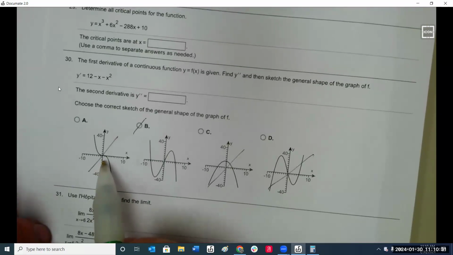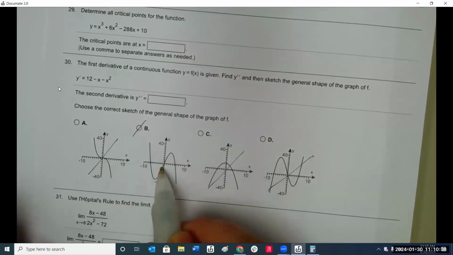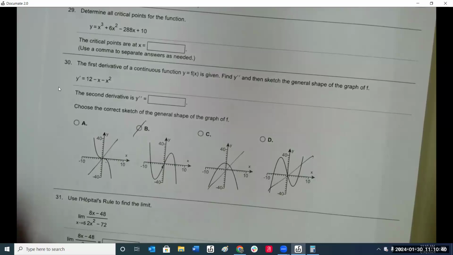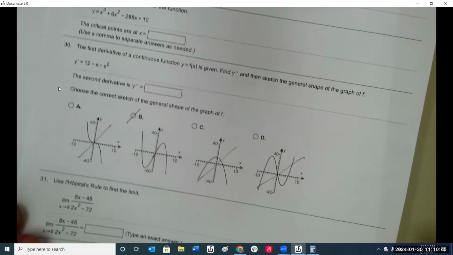Does this one have a point of inflection? Yeah, it does, but where's the point of inflection for this one? At 0, 0. The point of inflection for this one is somewhere around there. So again, by looking at all those facts, we know that it's gonna be that one.